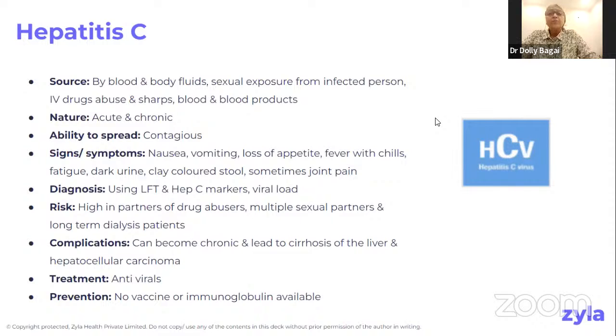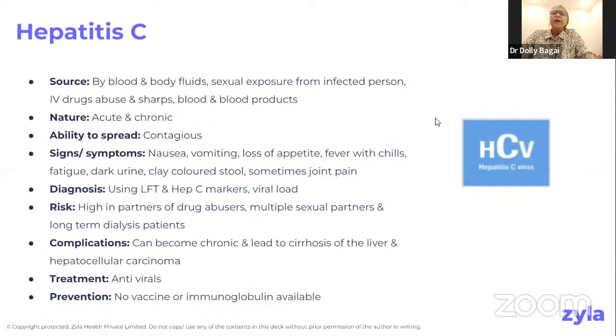It is mostly seen in IV drug abusers and those who are using sharps and used needles. They are very, very prone to hepatitis C, and especially those on long-term dialysis. Because in dialysis, blood and blood products are used, patients on long-term dialysis are also very prone to hepatitis C.